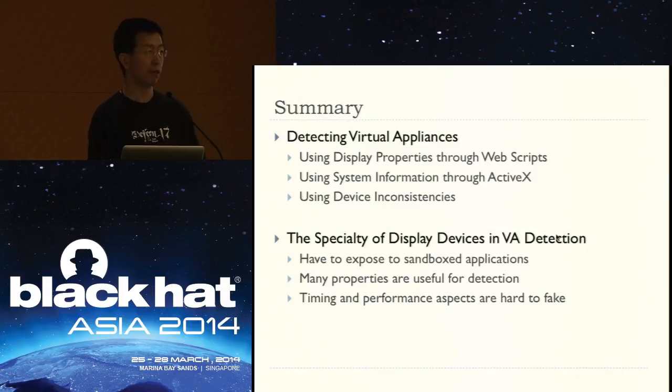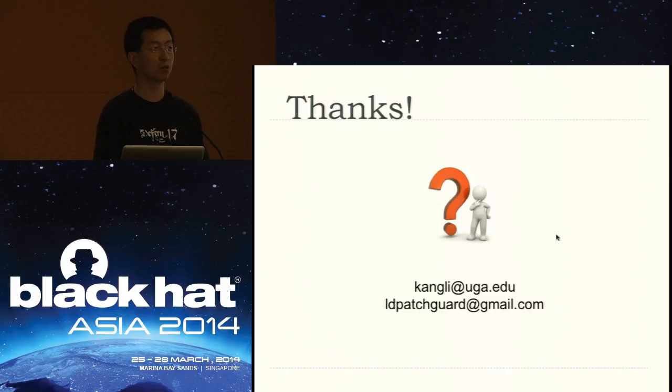The reason we use display information, I want to reemphasize this, is because the display information often has to be exposed to the application, even if this is really for a specialized case like Adobe or a browser. So there are many properties that potentially can be used, and especially the performance side. Okay, with all this, I'm ready for questions.